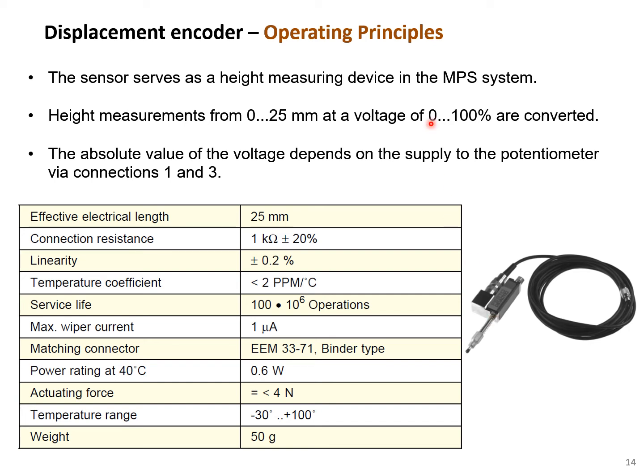so the voltage between pin 2 and 1 changes from 0 to 100% of the voltage between pin 1 and 3. So let's say we have 24 volt at 25 millimeter, we have 24 volt, at the 0 we have 0. Okay, so these are just characteristics of the sensor. I'm not gonna read them, just for your information.